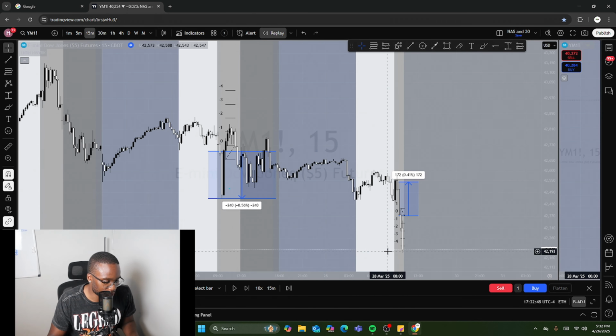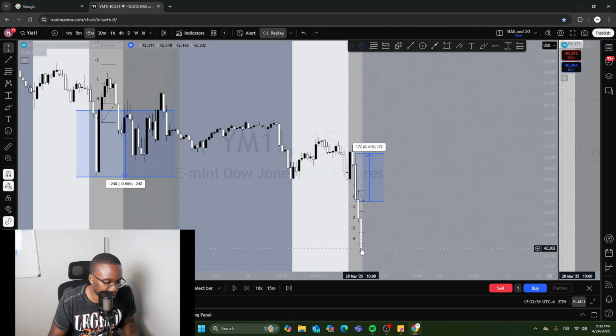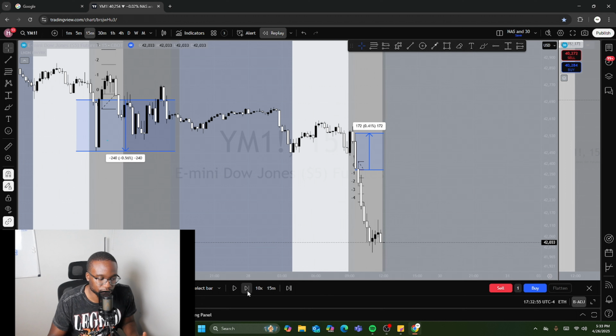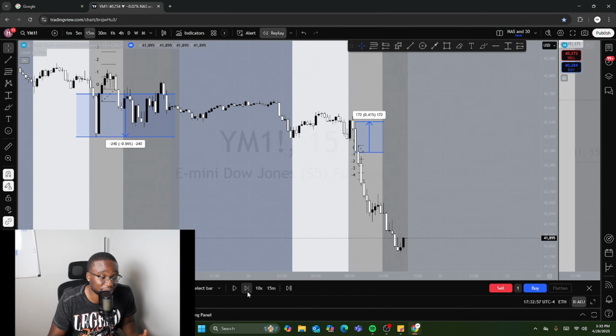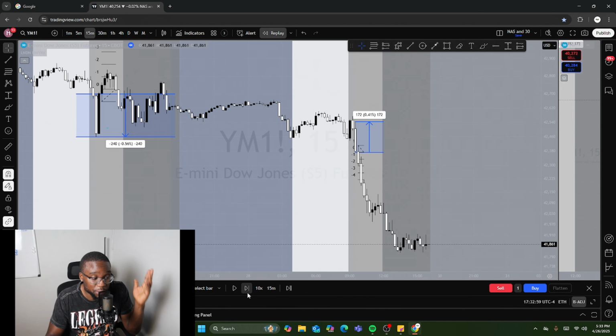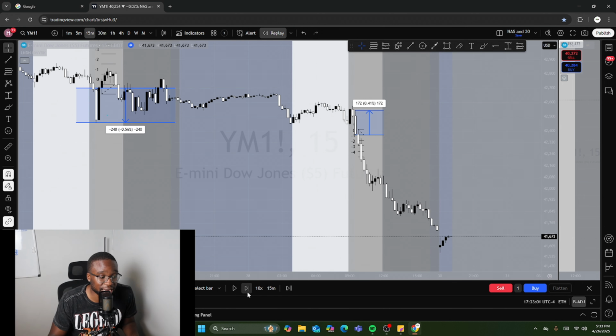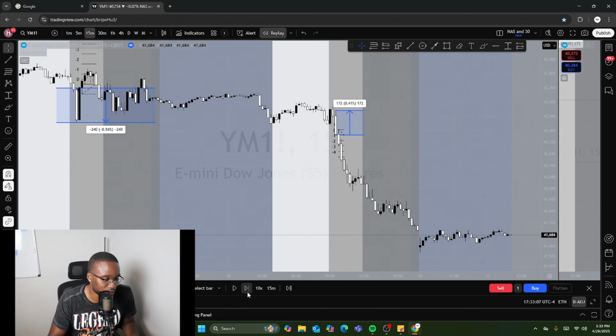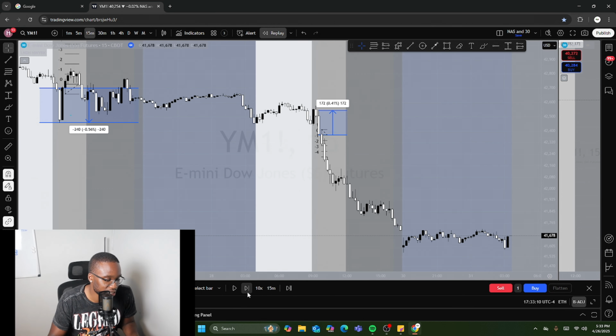You can see price even dropped all the way down to TP4, whatever. So if you kept holding on to the trade, you would have hit TP4, TP5, TP6. Oh my God, it's dropping. TP7, TP8, TP9. Whatever you wanted to get out of this trade, you could have got out of this trade, honestly. As you see, it dropped very dramatically. So let's fast forward to the next day.